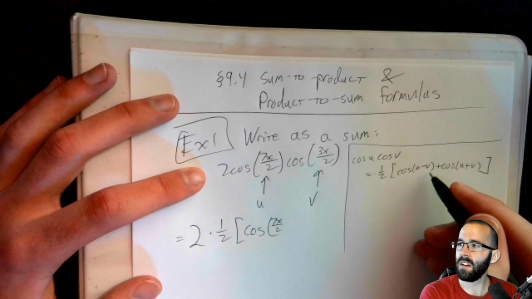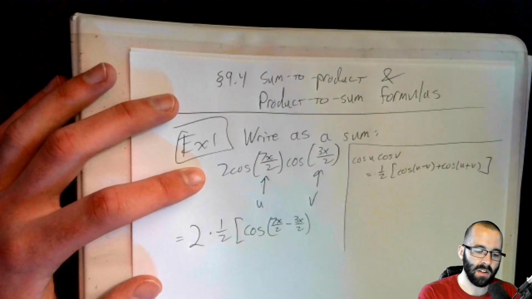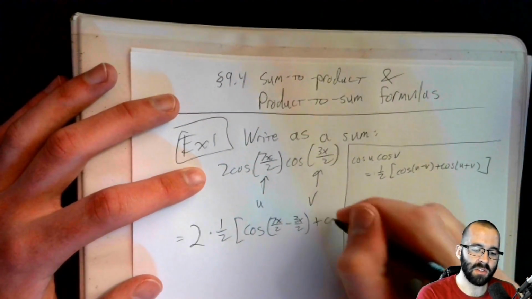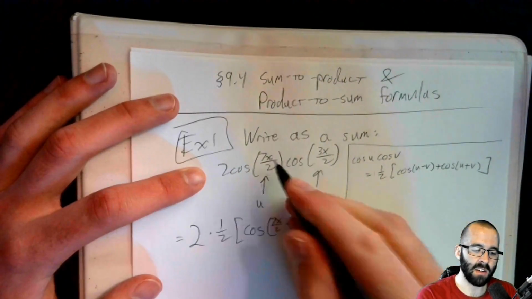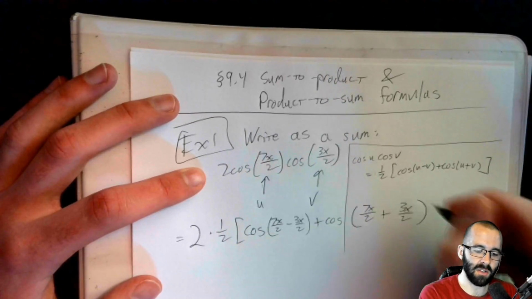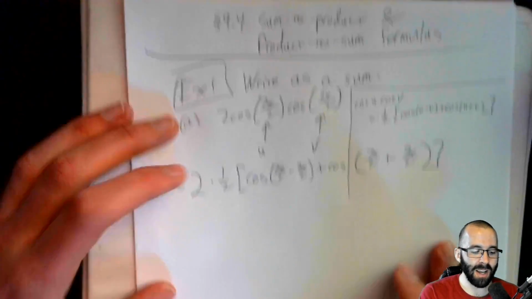Minus v. What is v? 3x over 2. Oh, you can already see how nice this is going to be. Anyway, plus the cosine of u plus v: 7x over 2 plus 3x over 2. This is probably one of the nicest problems you're going to get in the whole section, because look what happens.